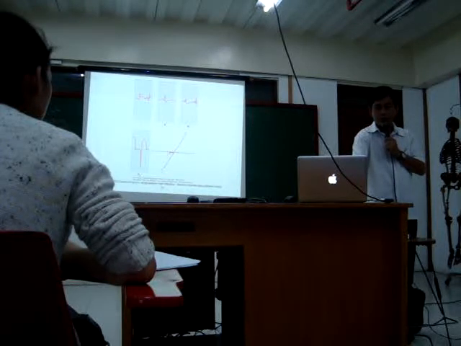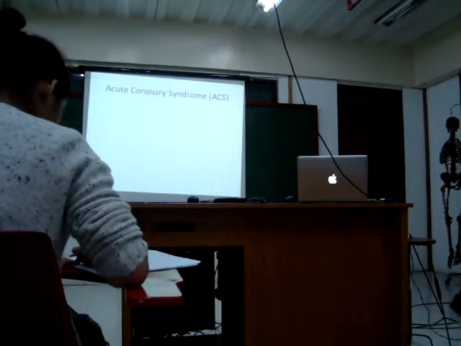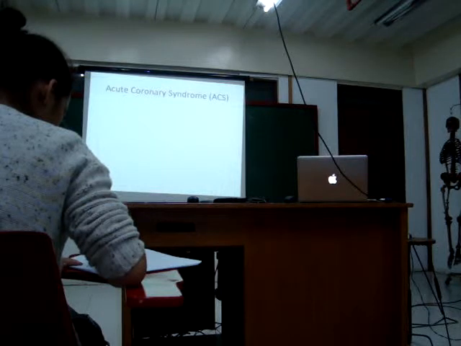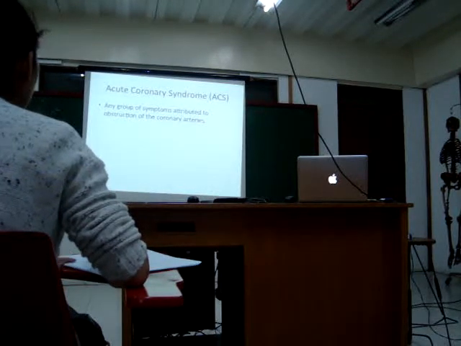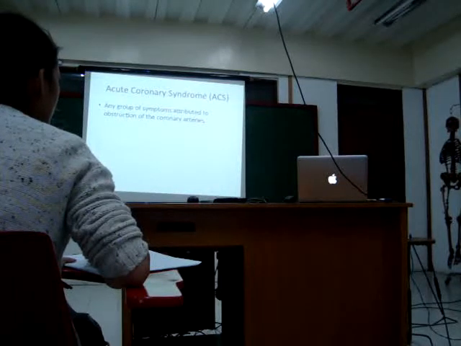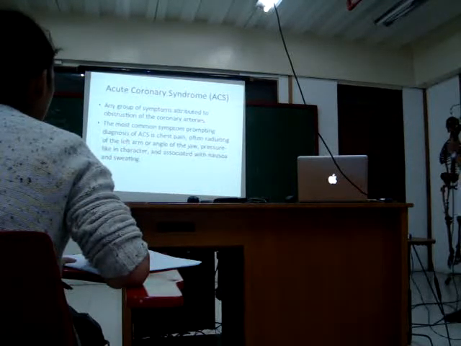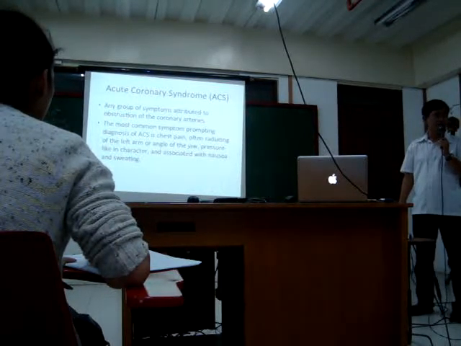Acute coronary syndrome, or ACS. This is the reason why there's CPR, advanced cardiac life support, and basic life support: a condition called acute coronary syndrome. This syndrome is a group of symptoms attributed to obstruction of the coronary arteries. What are the coronary arteries again? The blood supply to the heart. Excellent. The most common symptom is usually chest pain. What type of chest pain again? Crushing type.